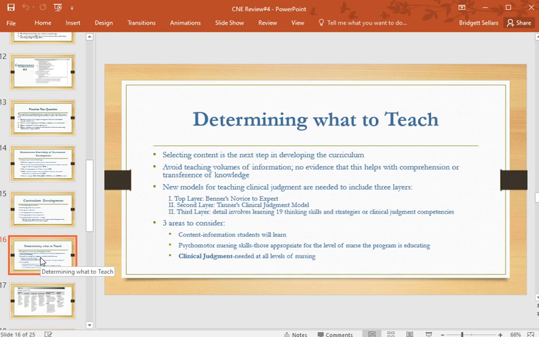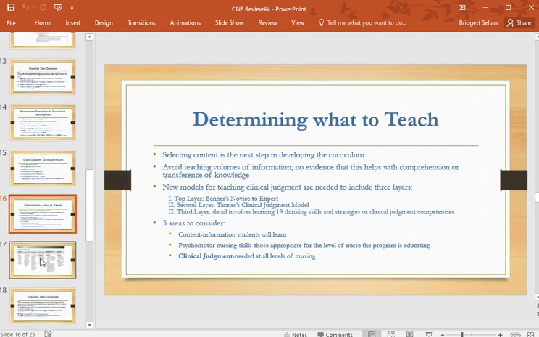So how do we figure out what to teach? We know that there's no way we can teach everything. So how do we prioritize that? Well, there are new models for teaching clinical judgment. It's divided into 3 layers. There are 3 areas that need to be considered: strong emphasis care.